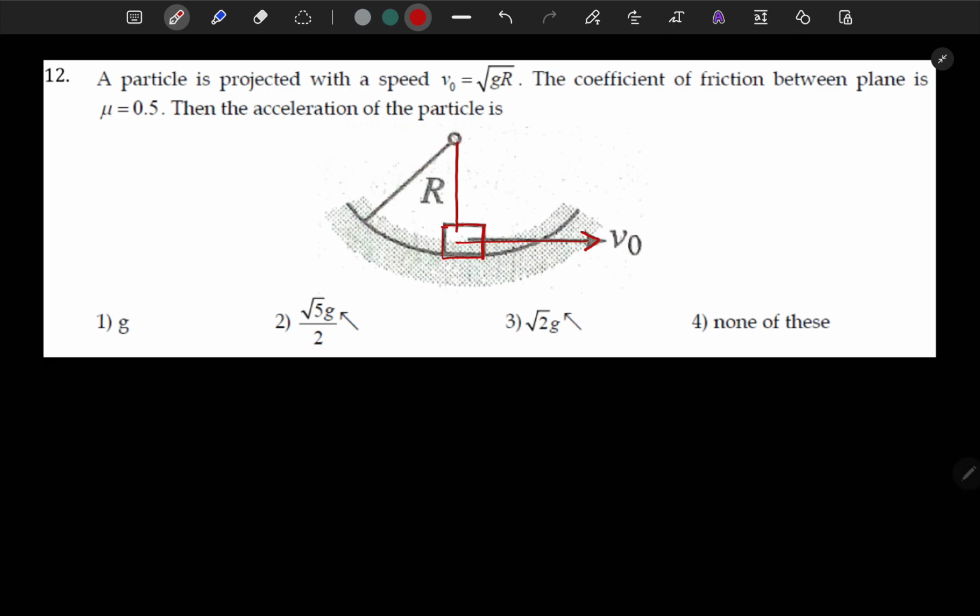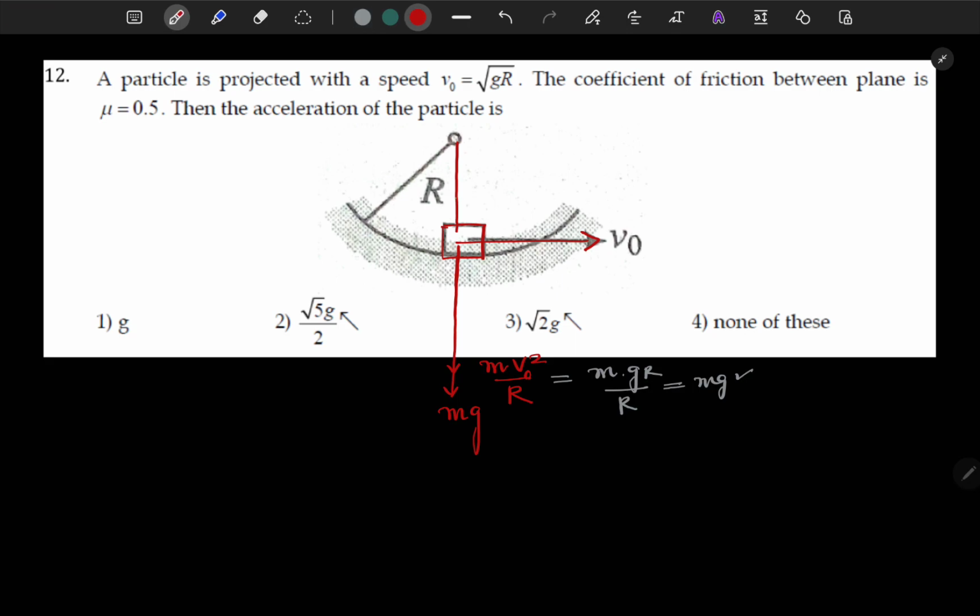First we will draw the forces acting on it. One is the gravitational force mg acting downwards. Also, away from the center, mv square by r, which is m v0 square by r. But v0 is given as root gr, so you can write it as m into gr upon r. This will give you mg again. So that means in the downward direction, one is mg due to this rotation effect and also the other mg.